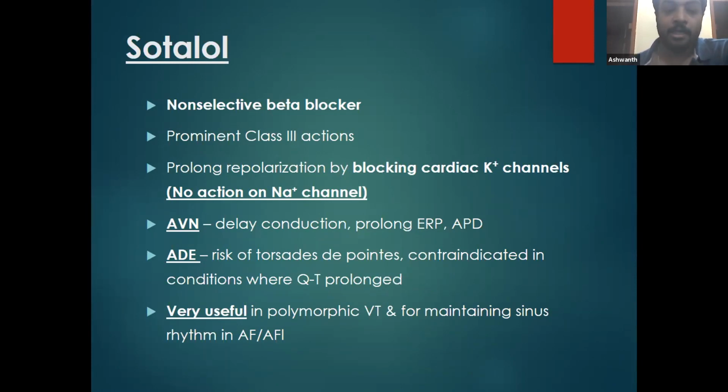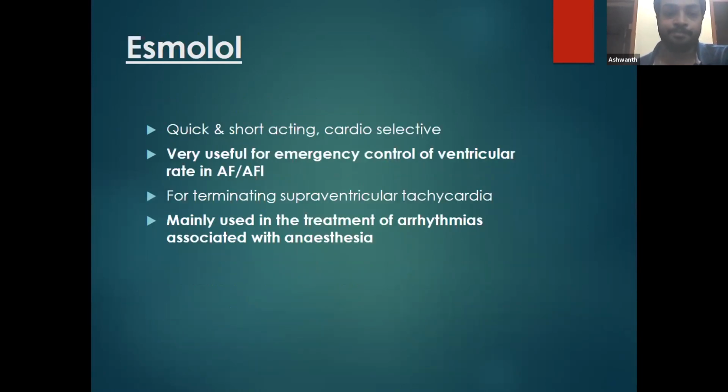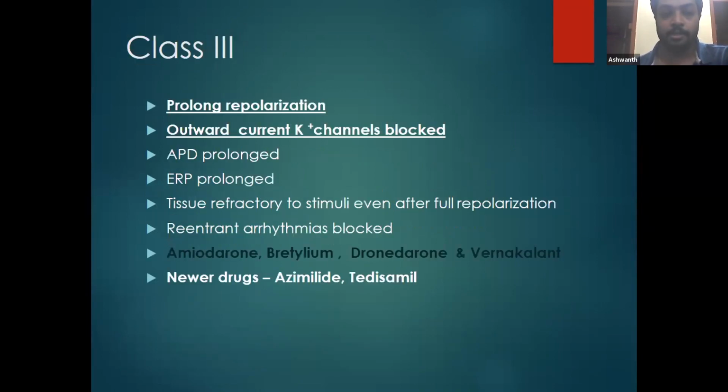Yes, decrease. Adverse effect: risk of Torsades de pointes, and it is contraindicated in conditions where QT is prolonged. Very useful in polymorphic VT and for maintaining sinus rhythm in AF and atrial flutter. Esmolol, as a quick and short-acting cardioselective drug, is very useful for emergency control of ventricular rate in AF and atrial flutter, for terminating supraventricular tachyarrhythmias, and mainly used in the treatment of arrhythmia associated with anesthesia.